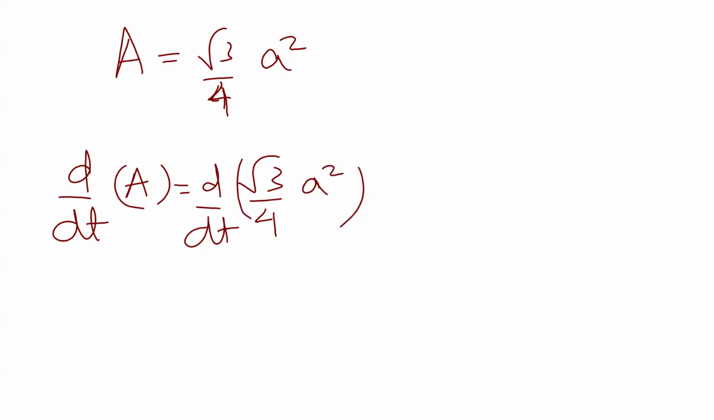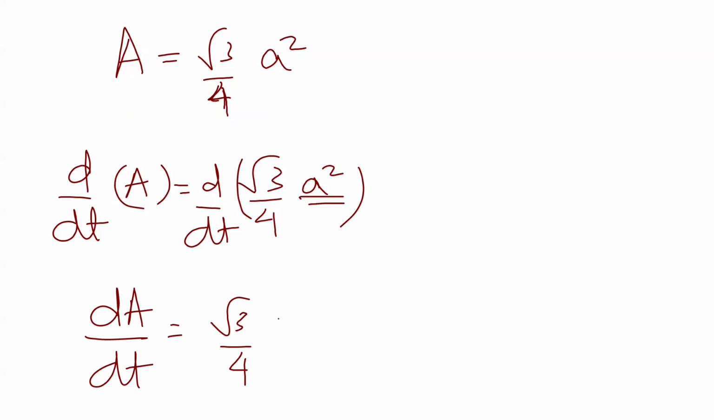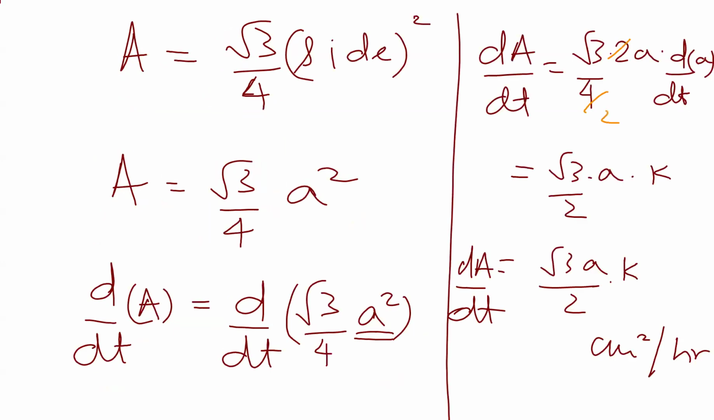So dA by dt, root 3 by 4 outside. A square, derivative of A square is 2A into dA by dt. So it's like the previous problem. Same thing we have done. Root 3 by 4 into side square, let side be A and then we have differentiated this. Same thing.